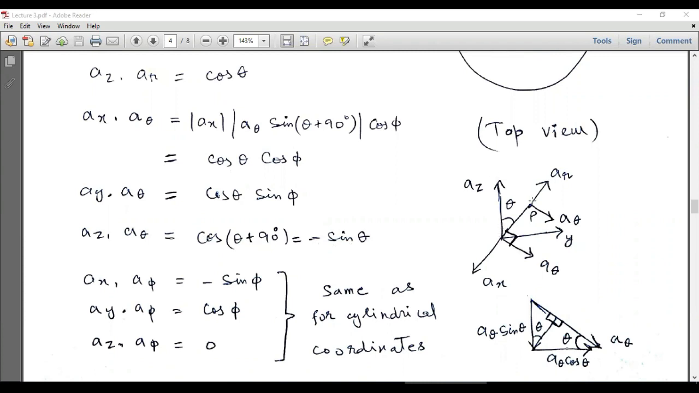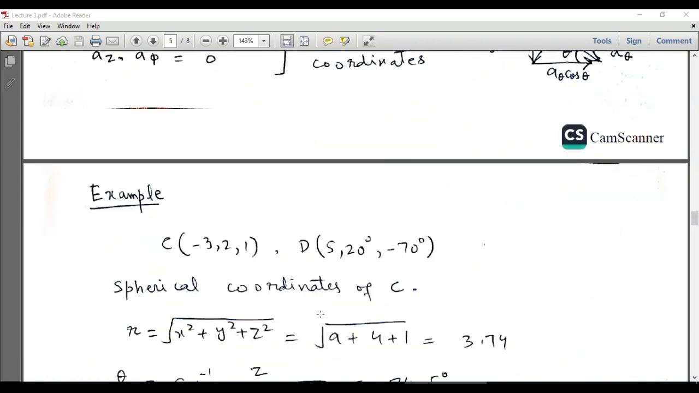Okay, so this is also very simple. This is AZ, this is A theta, so we can draw this unit vector over here. This is theta between AZ and AR, and the angle between AR and A theta is 90 degrees. So the total angle between AZ and A theta will be 90 plus theta. So it is cos of 90 plus theta, which is equal to minus sine theta. Now AX dot A phi is equal to minus sine phi, AY dot A phi is equal to cos phi, and AZ dot A phi is equal to 0. And these are the same values which we had for the cylindrical coordinate system.